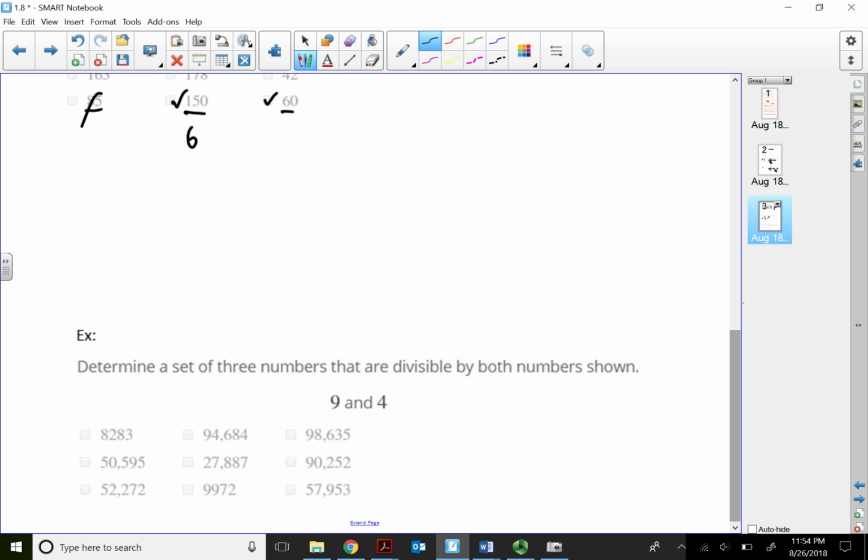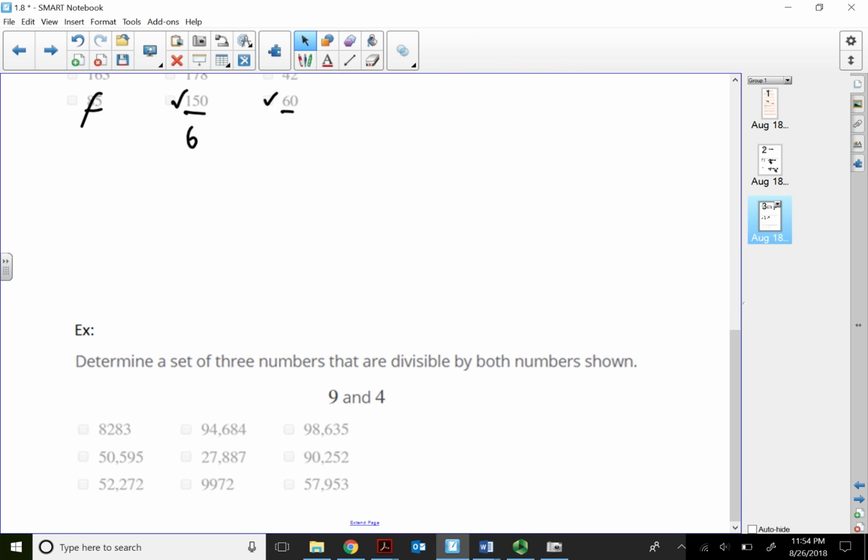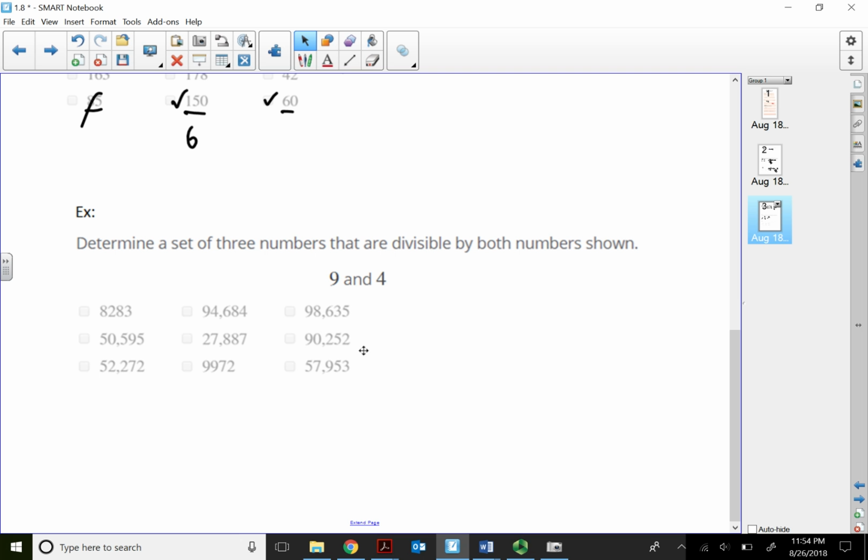All right. Ugh, this one is nasty. 9 and 4. Oh, this one is not cool. All right, divisible by both 9 and 4. So check the last two numbers. For 4, check the last two numbers. All right, let's see. 83. No. And this is where knowing the multiplication table does help.